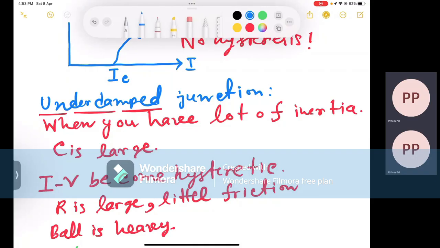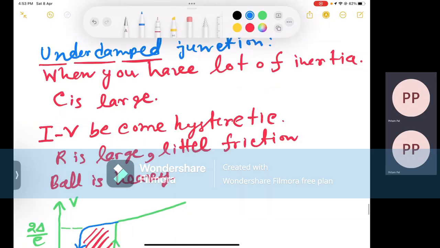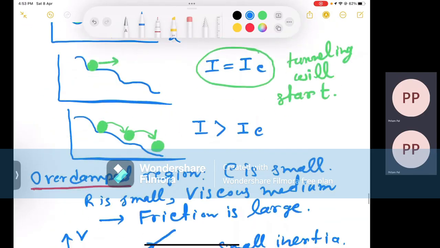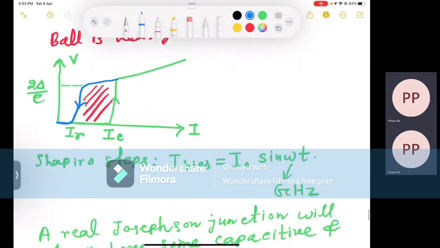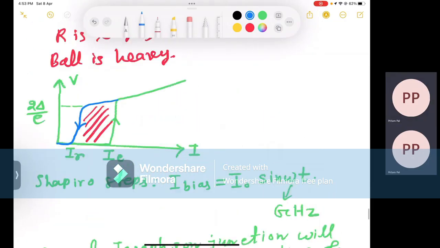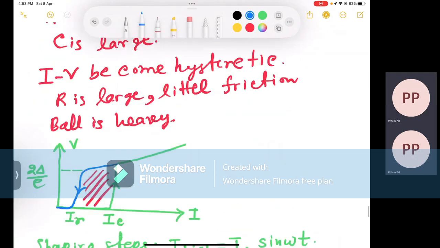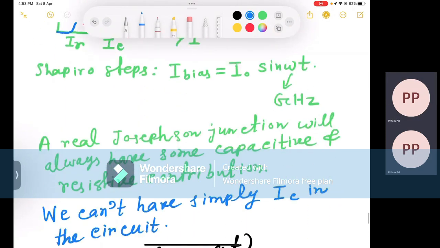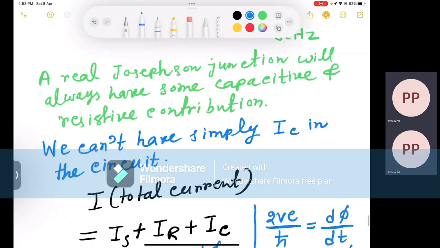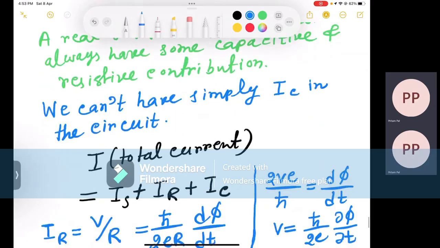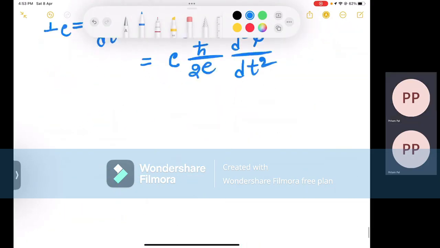So it's about how the capacitance of the system is, how the friction coefficient, the capacitance, and the supercurrent are, and all these things will also play a very important role. So that is why you can go through this and have a look once. And as I already mentioned, the Shapiro steps are in the radio frequency range, in the gigahertz. As I mentioned, the real Josephson junction will always have some capacitance and resistive contribution. So that's why it is.